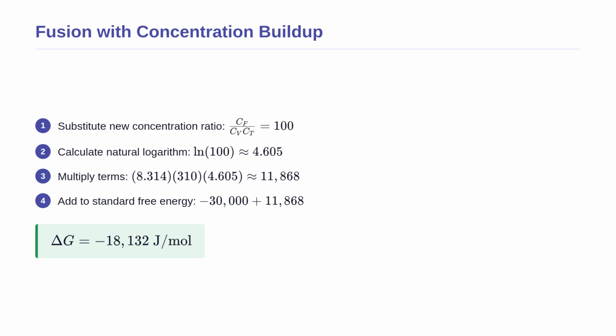11,868 joules per mole. Adding this to our standard free energy gives a final delta G of negative 18,132 joules per mole. Physically, this means the buildup of fused membranes acts as a natural braking system, preventing the cell from expanding too rapidly.